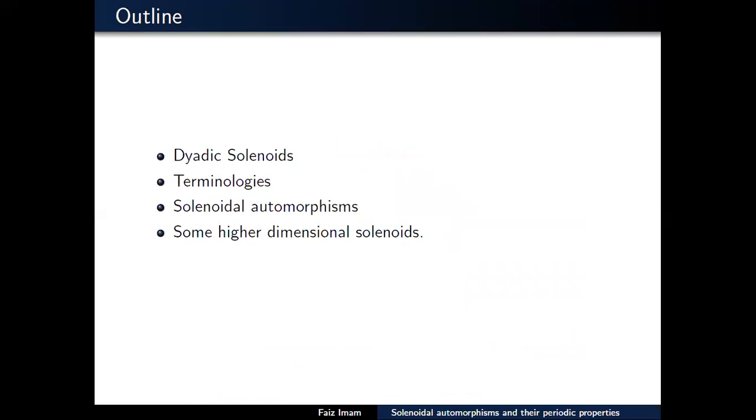So the outline of my talk is I'll initially begin with more of a geometric insight, like what are dyadic solenoids, the most basic type of solenoid, moving ahead with some terminologies which will be useful in understanding. And I think I'm going to take a lot of time in terminologies. Later on, I'll talk about the solenoidal automorphism, especially the one-dimensional case. And I'll try to conclude the talk, if there is a lot of time left, with higher dimensional solenoids.